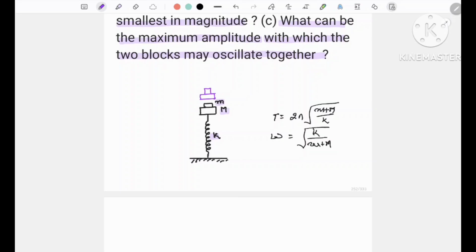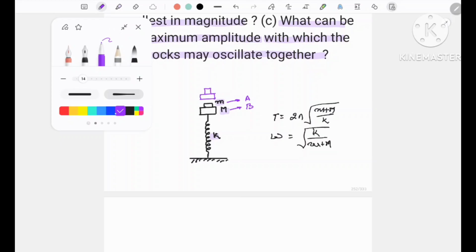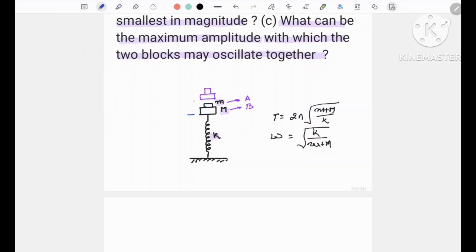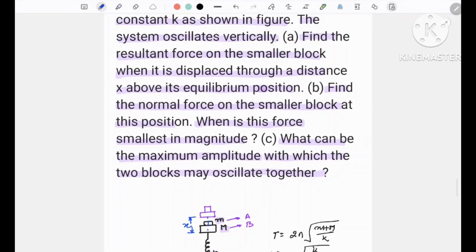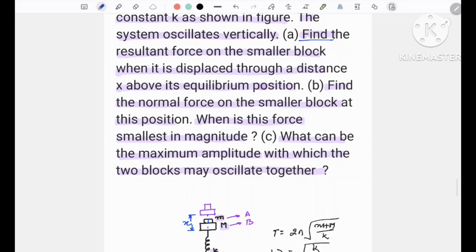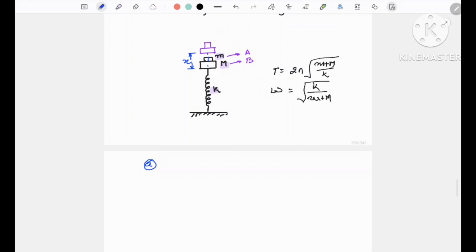Suppose the block with mass m is block A, and capital M is block B. This displacement is given as x. Part A: find the resultant force on the smaller block when it is displaced through a distance x from its equilibrium position. So when the displacement is x, draw the FBD for block A.